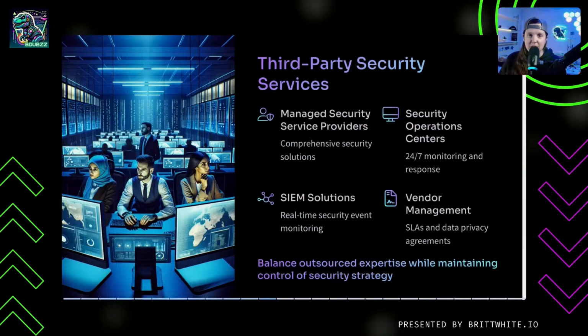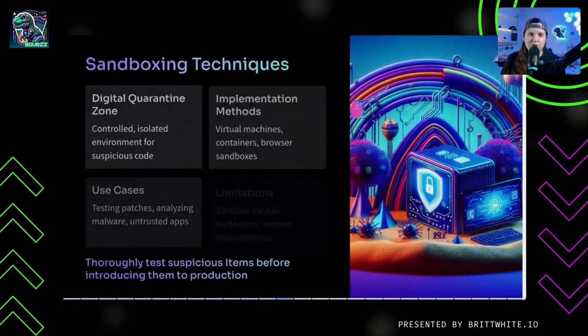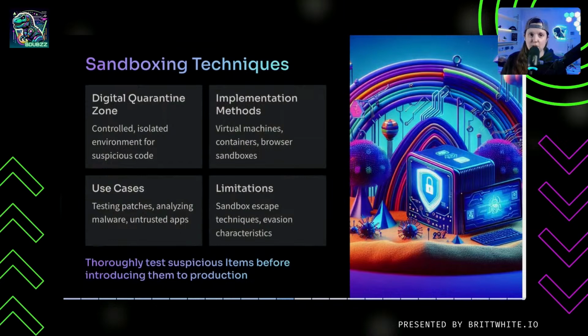Now, you can think of sandboxing as your digital quarantine zone. It's a controlled and isolated environment where you can safely run and analyze suspicious code, as well as see what's on that USB stick you found in the parking lot earlier. Using virtual machines, containers, or browser sandboxes, this technique allows you to test potentially dangerous software without risking your actual systems. This is ideal for testing patches, analyzing malware, or running any untrusted applications.